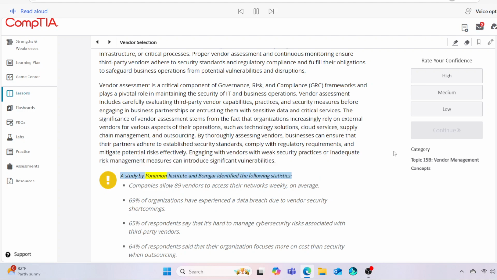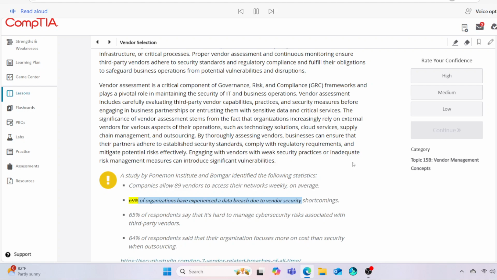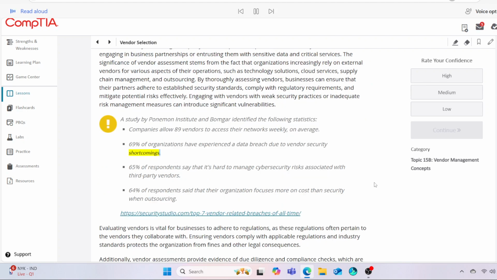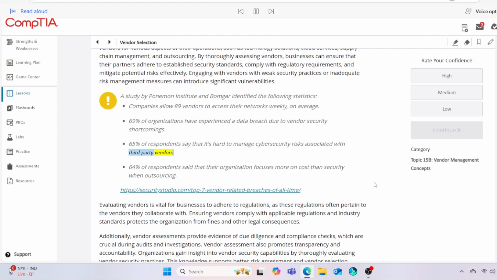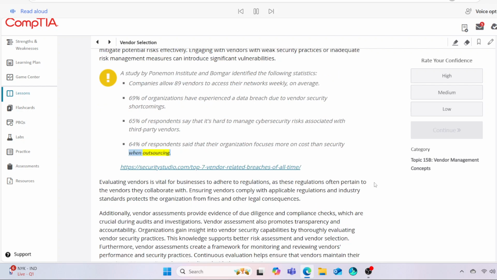A study by Ponemon Institute and Bonger identified the following statistics. Companies allow 89 vendors to access their networks weekly, on average. 69% of organizations have experienced a data breach due to vendor security shortcomings. 65% of respondents say that it's hard to manage cybersecurity risks associated with third-party vendors. 64% of respondents said that their organization focuses more on cost than security when outsourcing.